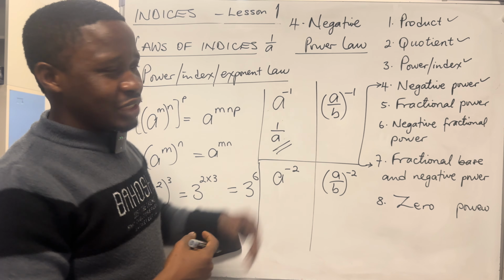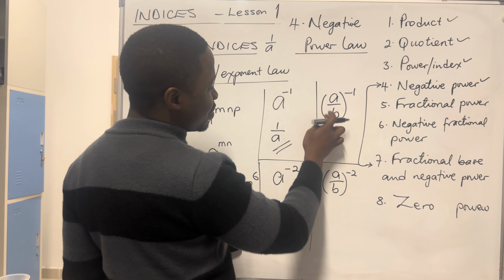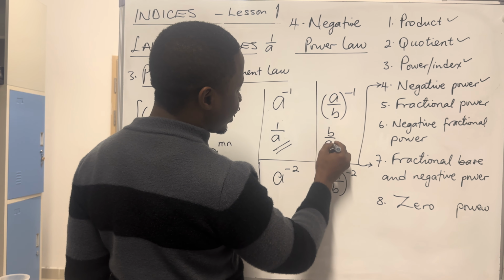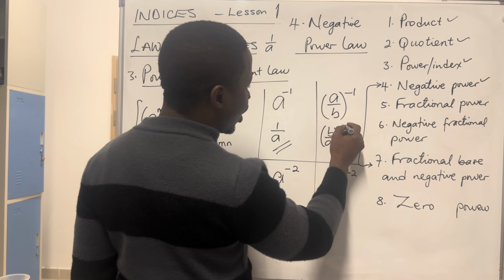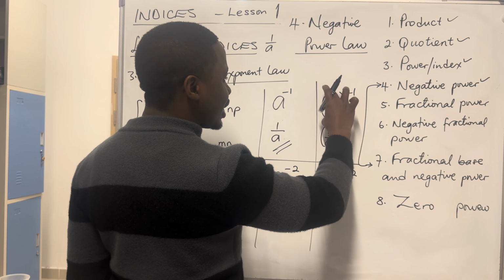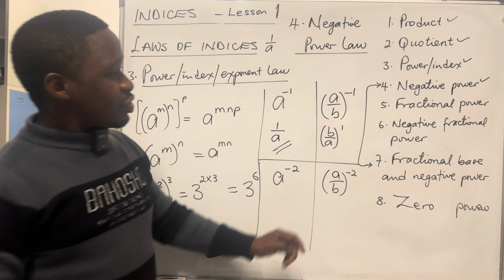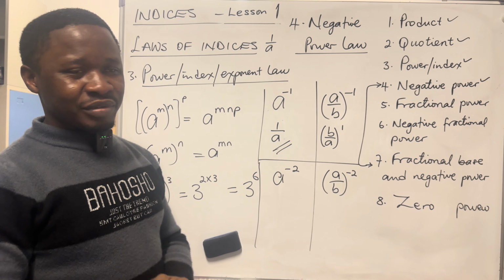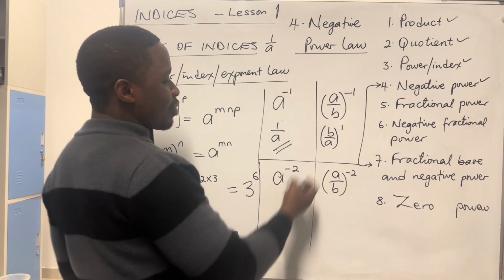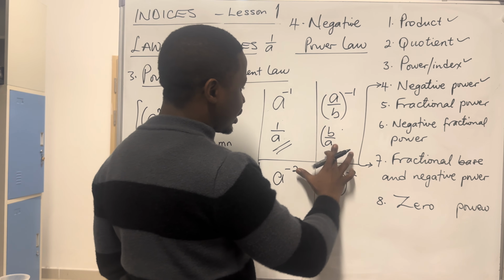The same thing goes. What is the inverse of A over B? It is B over A, then raised to power 1. Once you consider the inverse of this, you swap it, forget about the minus. So automatically the power becomes positive. But because the power is 1, we usually ignore it, then this is what we have.